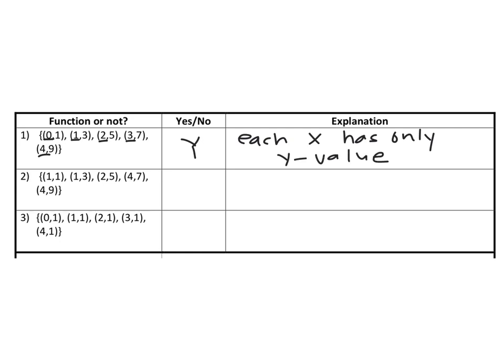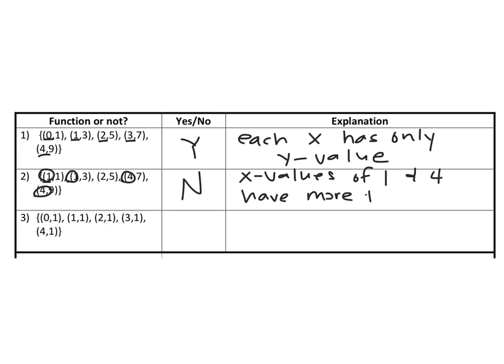But if you look at the second one, you have 1 listed twice, and you also have 4 listed twice, but they have different y values. This would not be a function because the x values of 1 and 4 have more than one y value. And in number 3, we can check 0, 1, 2, 3, and 4 are all different, so this would be a function, same reason as above, each x has only one y value. If you look though, all of the y values are the same, but that's okay. That can happen in a function. It's just your x values can't repeat.